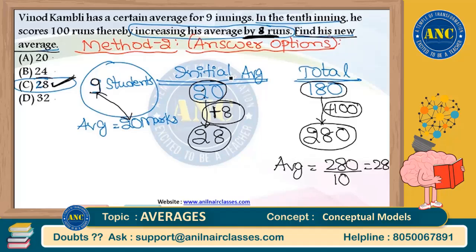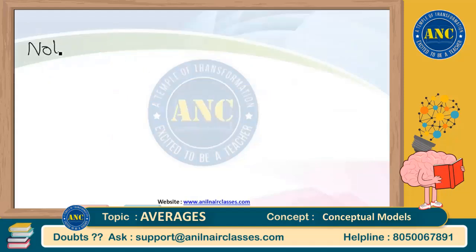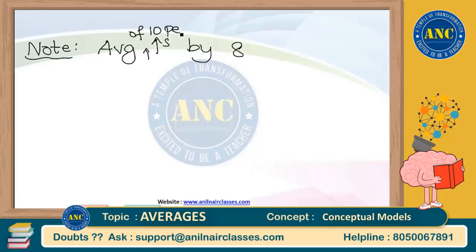Whatever I have discussed till now, I have only discussed a scenario where a person is joining the class. Hold on for some time, don't be in a hurry. I am still discussing a model where a person is joining the class or another innings is being added. I just now discussed a concept: the average increases by 8.